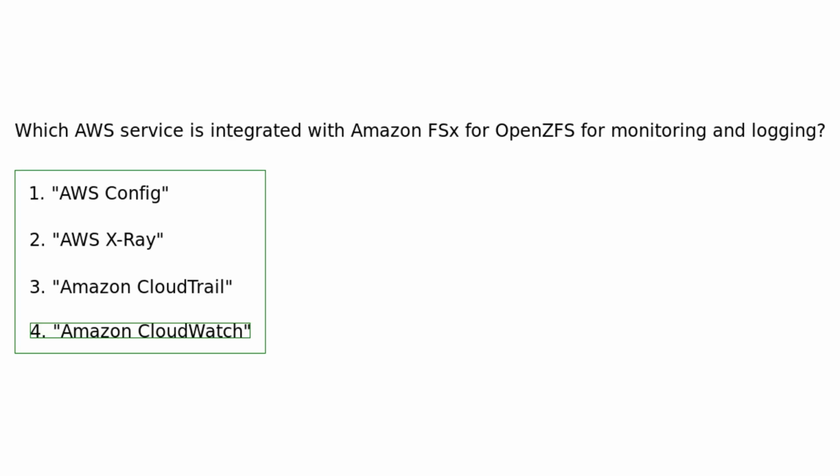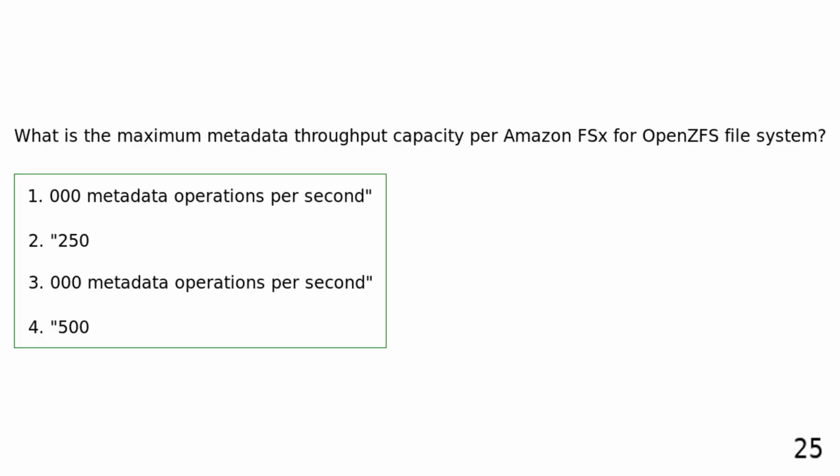What is the maximum metadata throughput capacity per Amazon FSx for OpenZFS file system? 000 metadata operations per second. 250,000 metadata operations per second. 500. 750.